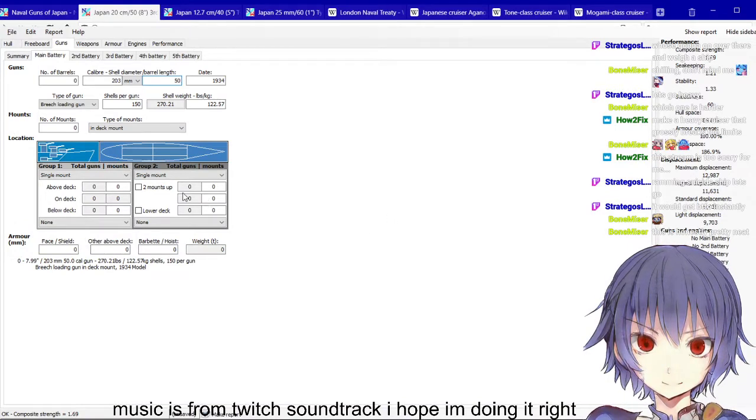Okay. Got it. All right. So now we need to go back into here. The shell weight is 125.85 and we carry 126 rounds. This is a breech loading gun on turret on barbette mount.